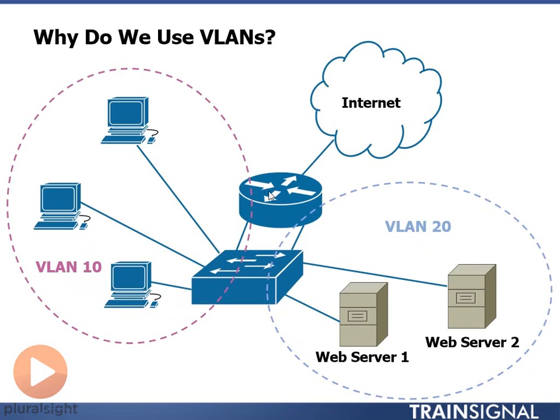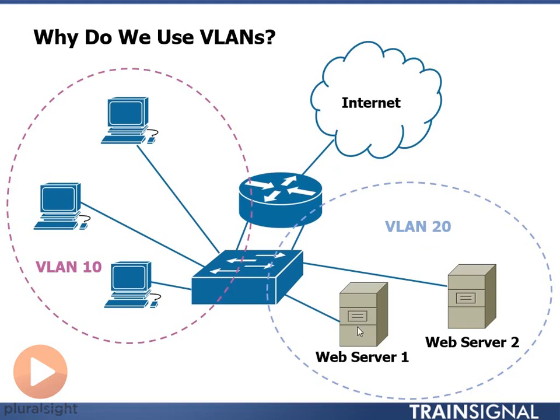Now we've set this up so that a broadcast message that occurs on VLAN 10 cannot propagate into VLAN 20. The reason for that is there's a rule written into the software on the switch that says do not allow traffic to propagate from one VLAN to another VLAN. If we want traffic to propagate from VLAN 10, which is on one IP network, to VLAN 20, which is on a different IP network, we have to go through the router.